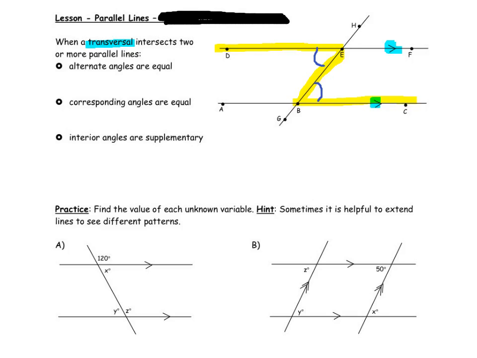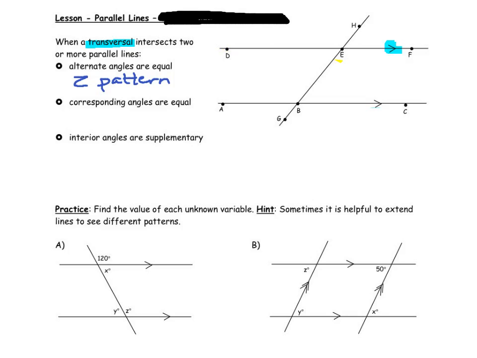That pattern is quite often referred to as the Z pattern. And the Z pattern indicates two equal angles. If I was to retrace different angles here, there's more than one way to do these questions.